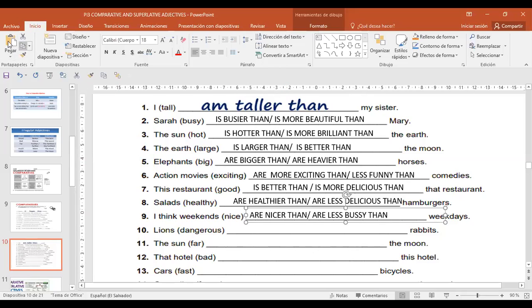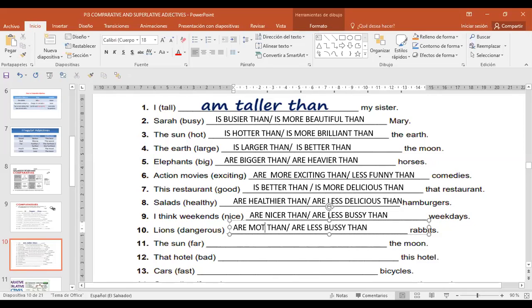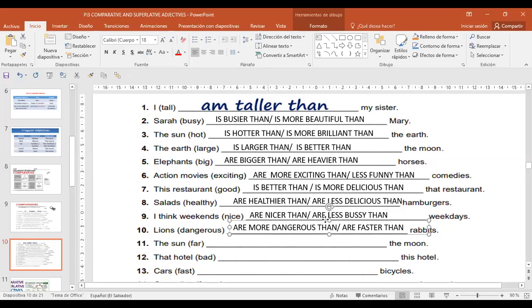Okay, let's see. Lions, dangerous. What do you think about? Lions are more dangerous than rabbits. Okay, are more dangerous than rabbits. Okay, let's see any other example. Are faster than, okay? Yes, that's true.